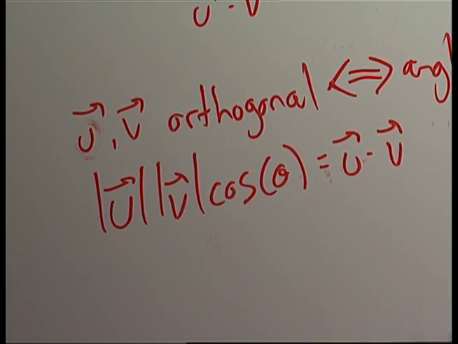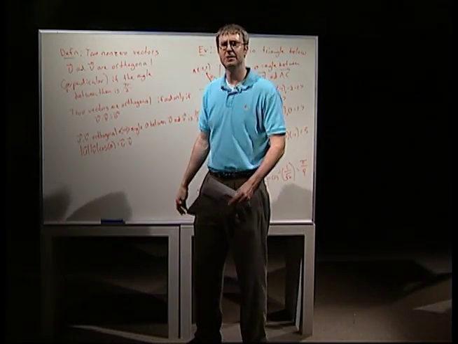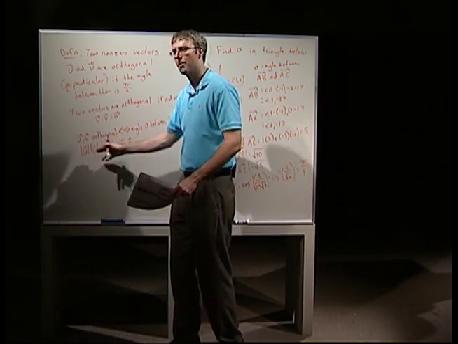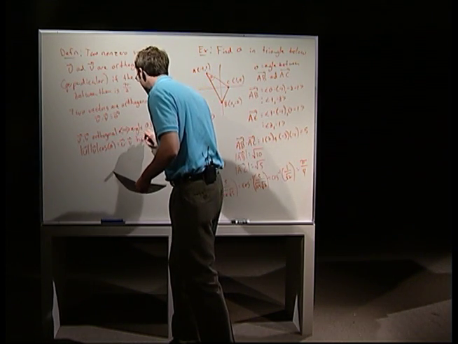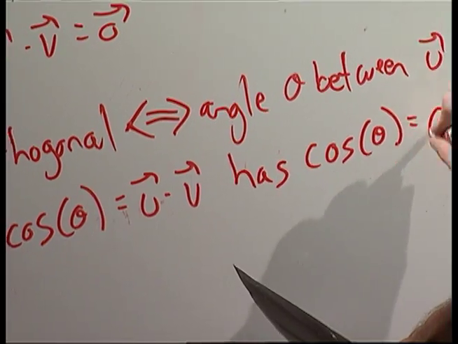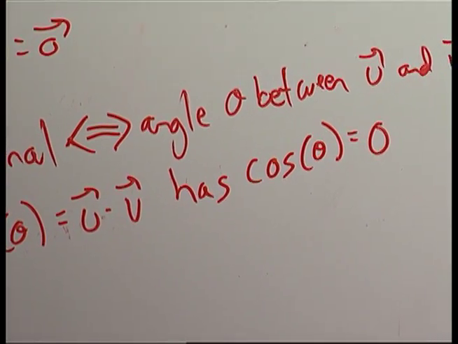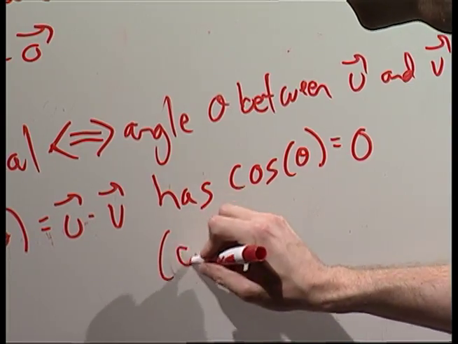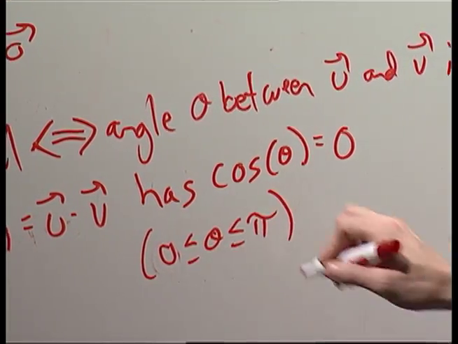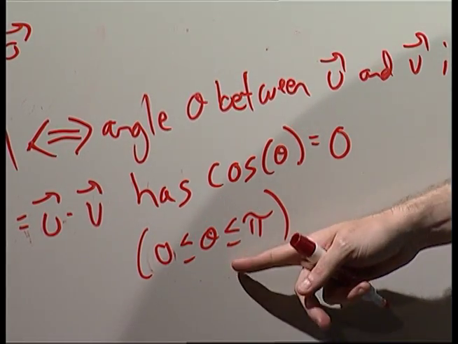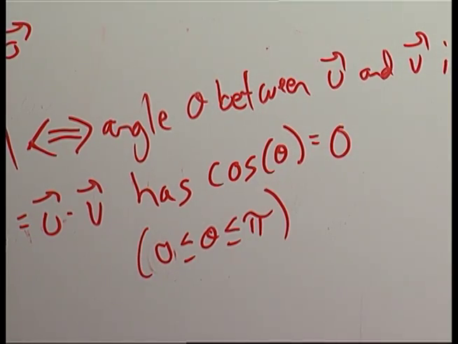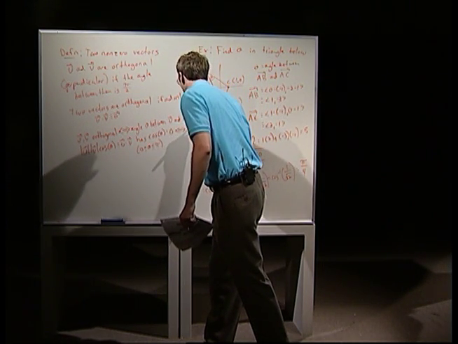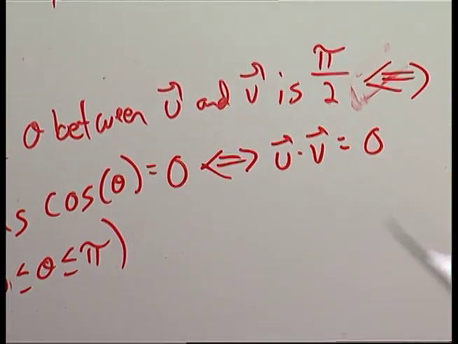If the angle between them is pi over 2, the cosine of pi over 2 is 0, right? So this term is 0 here. That means that regardless of what's going on over here, this entire piece will become 0. And that's if and only if, because when theta is restricted between 0 and pi, pi over 2 is the only angle between these two values that produces a cosine of 0. So if this is equal to 0, this must be equal to 0 also. Right, so u dot v is equal to 0.